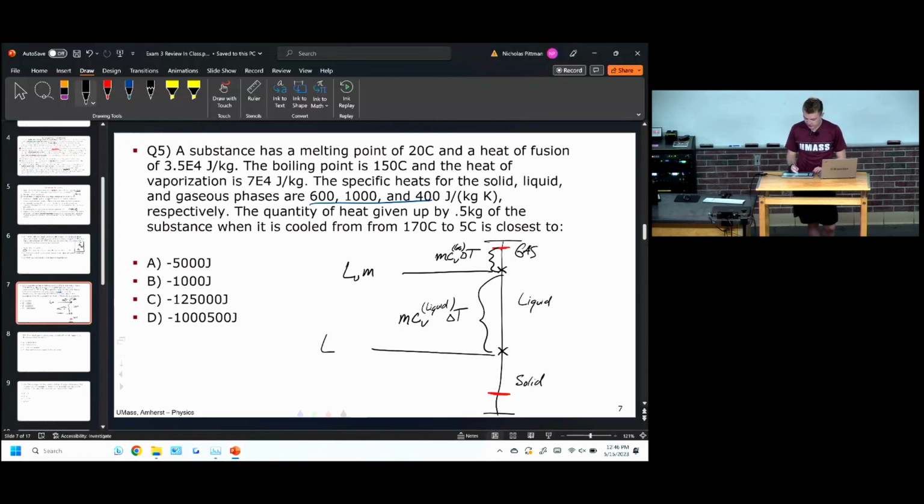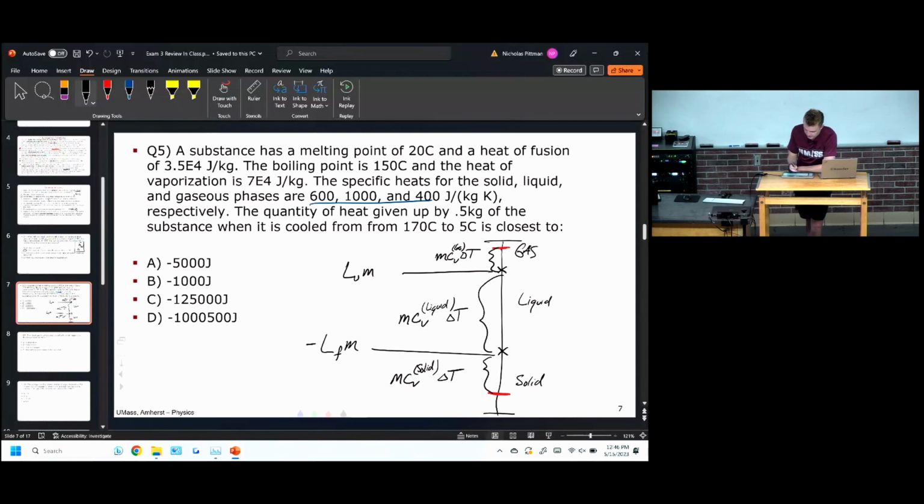Then it freezes. There's another latent heat term, the heat of fusion, because it goes through a phase change. And then finally, as you go below 0 Celsius, for ice, you have the final heat required to change its temperature even further.